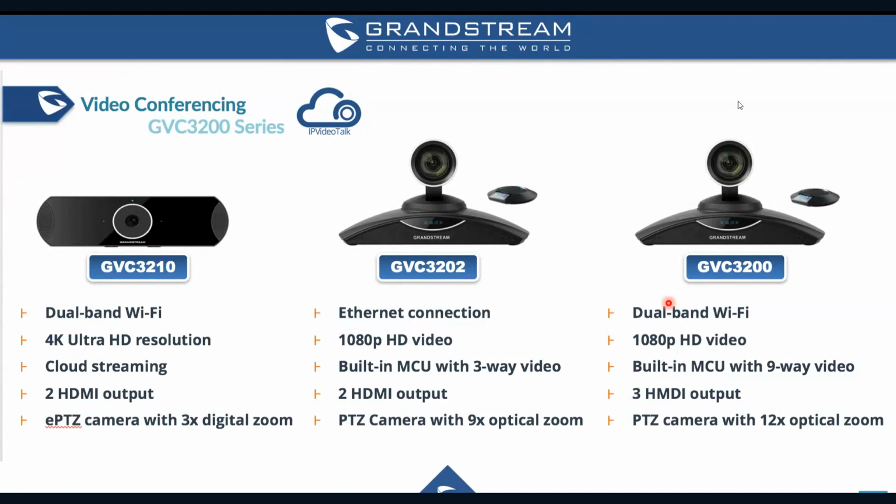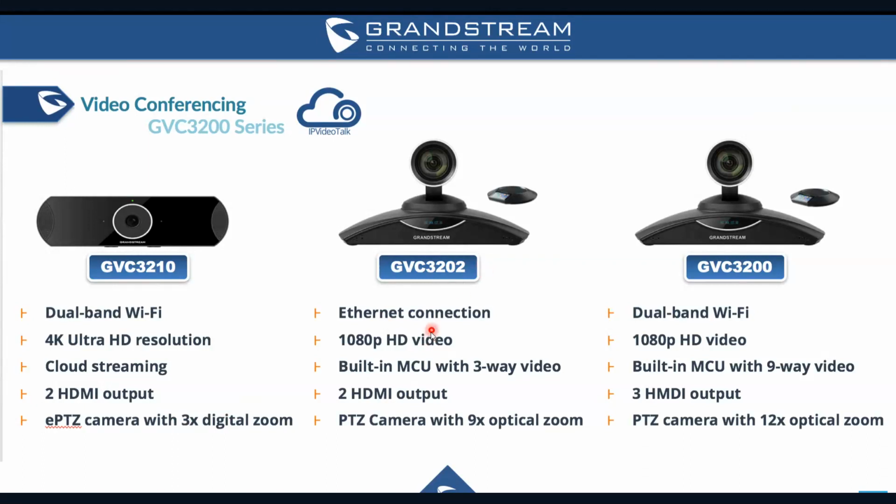Among the models in the GVC series are these 3: first is the GVC 3210, the GVC 3202, and the flagship device of this series, the GVC 3200. GVC 3210 serves as the endpoint for requirements such as huddle rooms where you don't require cameras that enable PTZ. It has dual band Wi-Fi, 4K ultra resolution, cloud streaming, 2 HDMI outputs, 3 times digital zooming. We also have GVC 3202, the second one in line.